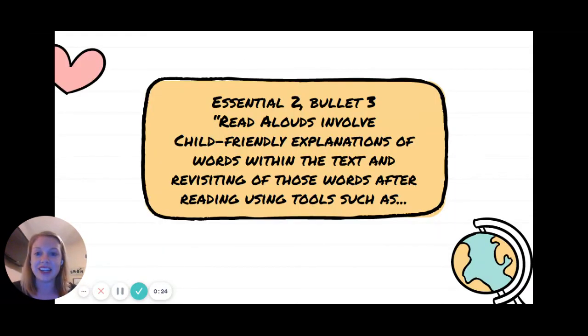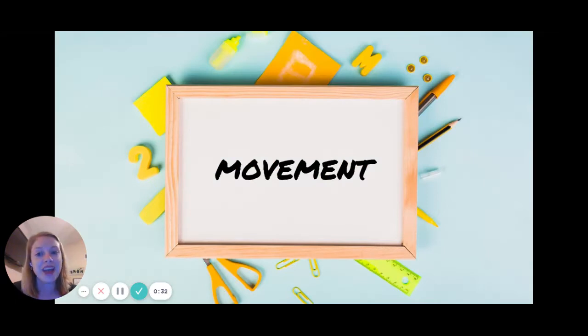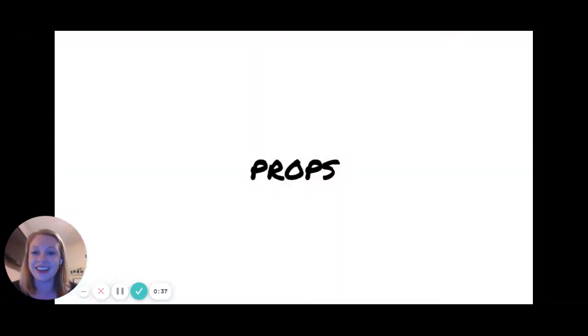Essential 2, Bullet 3 says, read-alouds involve child-friendly explanations of words within the text and revisiting of those words after reading, using tools such as movement. In this case, I would have all students practice quivering or shaking.